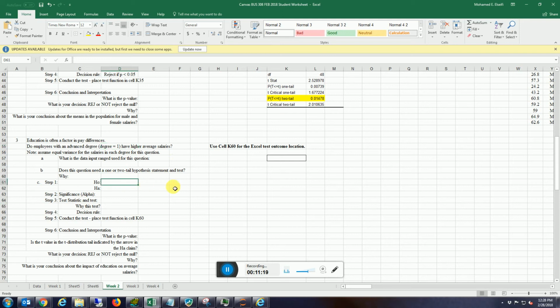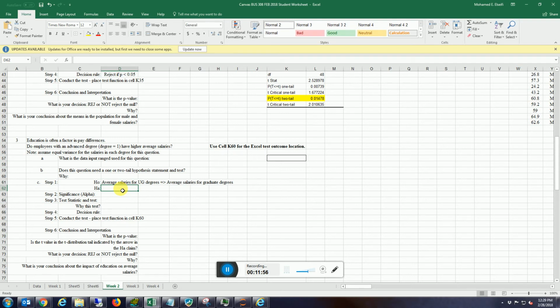So that means it's a one-tail test because our null hypothesis now is average salary for undergraduate degree greater or equal to average salary for the graduate degree.